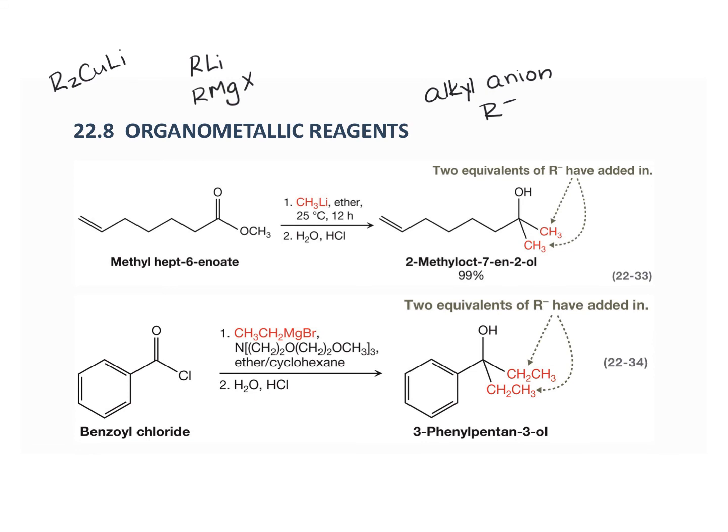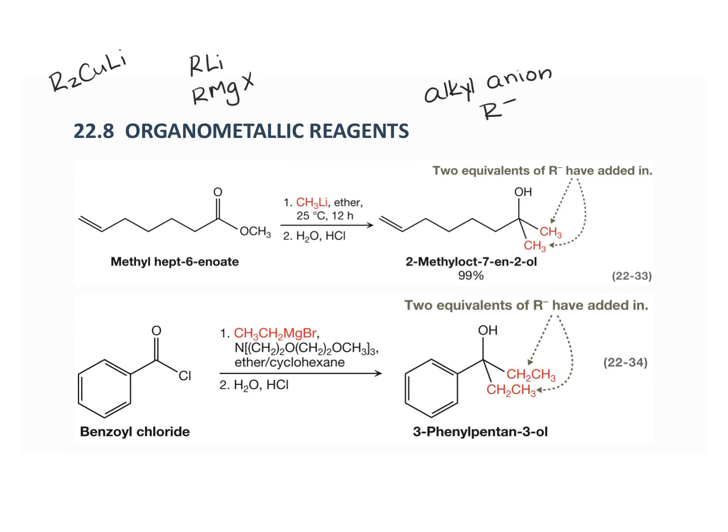Now, as with hydride reagents, the product of a nucleophilic addition elimination reaction involving one of these organometallic reagents is not an acid derivative. We can see this when we look at the reactions shown here in equations 22.33 and 22.34, where we have an acid derivative treated with alkyl lithium, shown here, and a Grignard reagent shown here. What we see is that two equivalents of the R- groups have been added. And then, of course, we end up with an alcohol where our carbonyl carbon was.